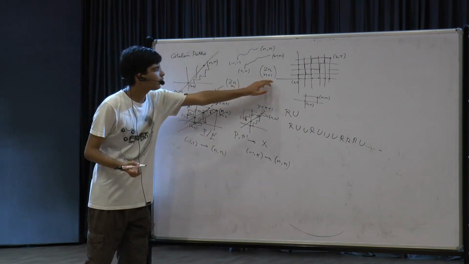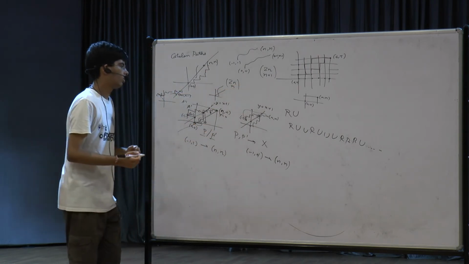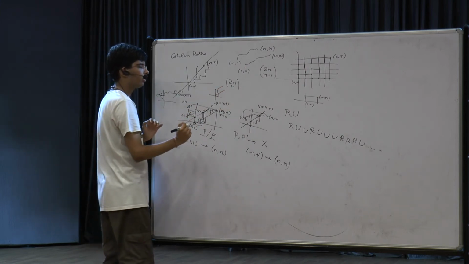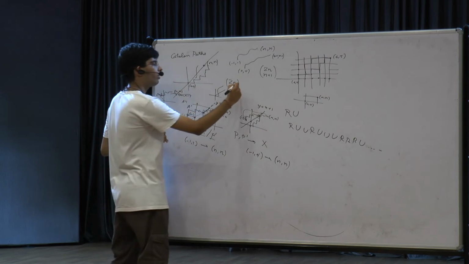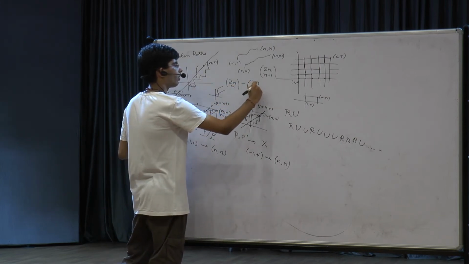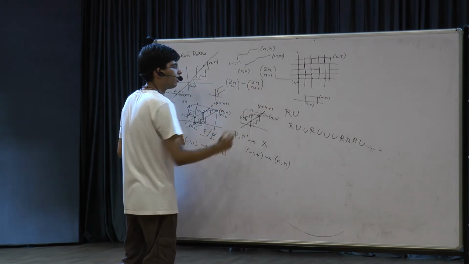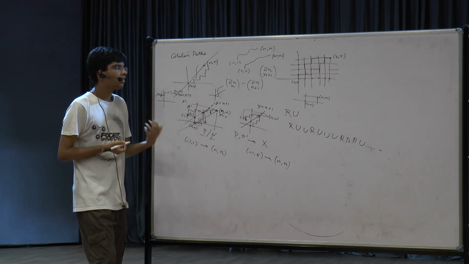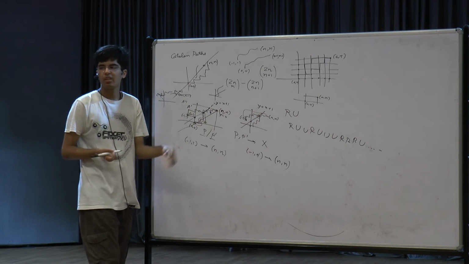So this 2n choose n plus 1 is the number of bad paths, and the total number of paths is 2n choose n. So the total number of good paths is 2n choose n minus 2n choose n plus 1. And this is the answer to the problem. If we dig a little deeper and do the algebraic calculations for this.